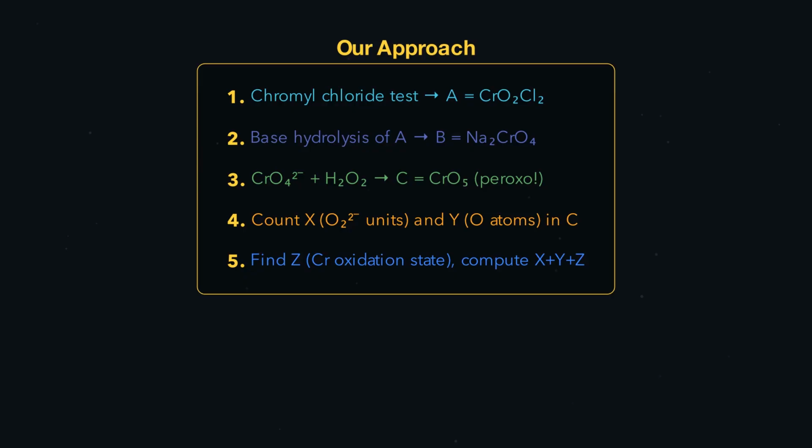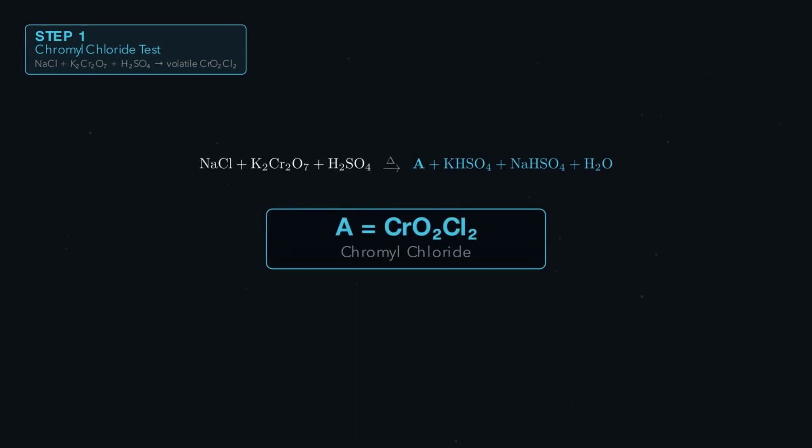Then we'll track A through hydrolysis to get B, a yellow chromate salt. We'll see how B reacts with hydrogen peroxide to form C, a special peroxo compound. Once we know C's structure, extracting X, Y, and Z is straightforward. The first reaction is the chromyl chloride test.